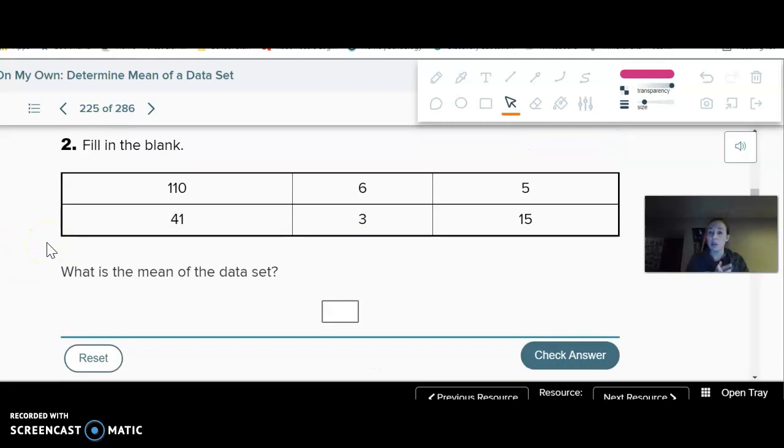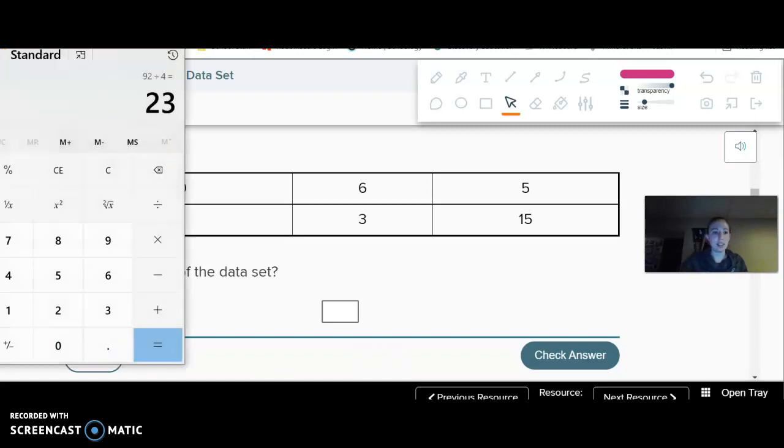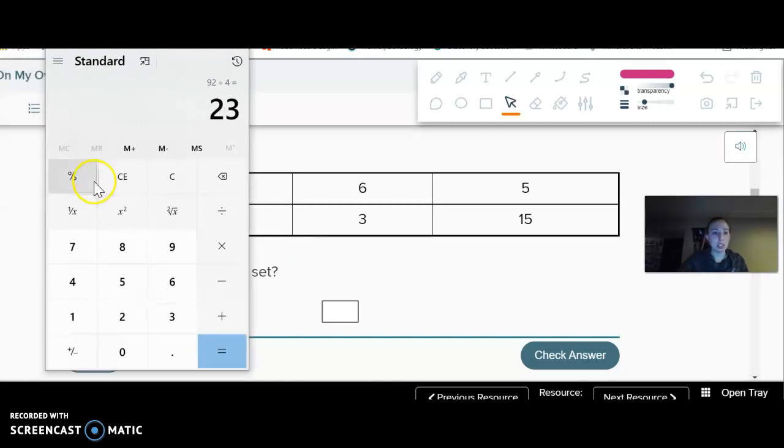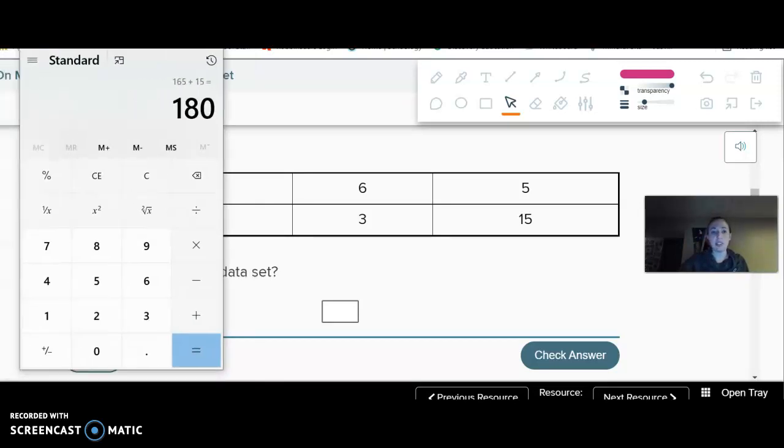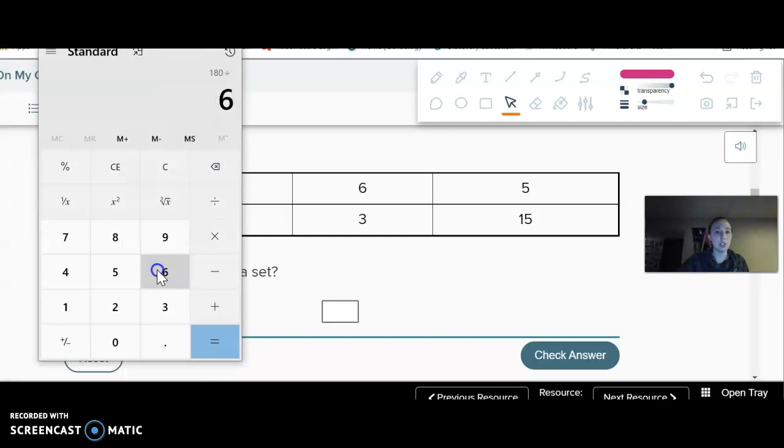All right, again, what is the mean of the data set? Go ahead and choose. Hopefully you got it. So I have 110 plus 41 plus 6 plus 3 plus 5 plus 15. Does not matter the order in which I add them. Now I need to divide by 6 because there are 6 numbers. So 30 is my mean for that one.